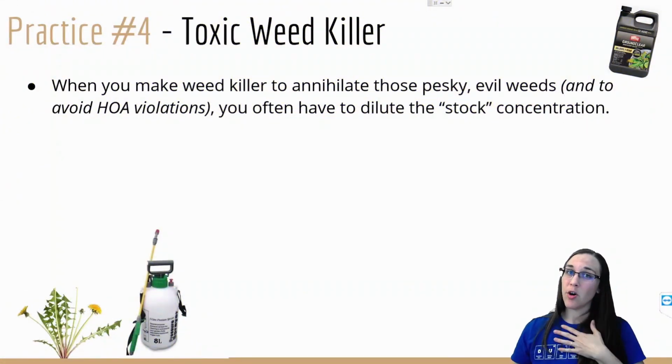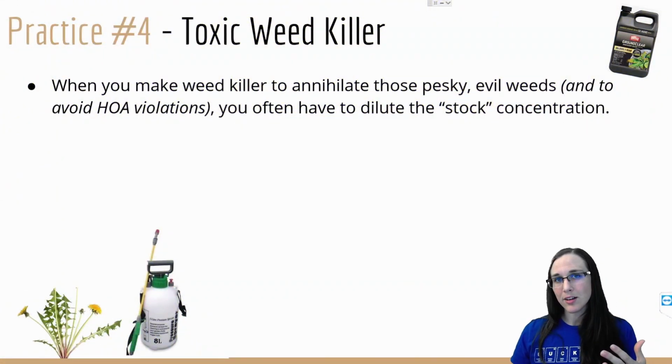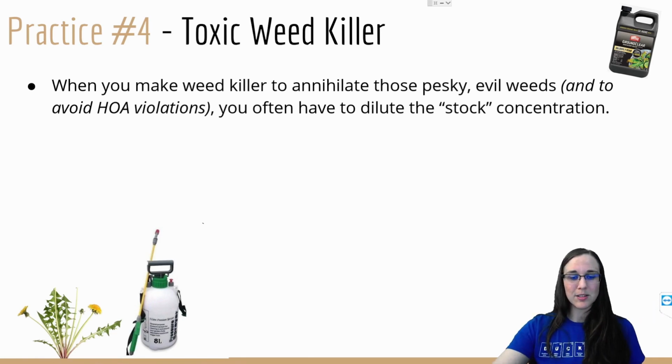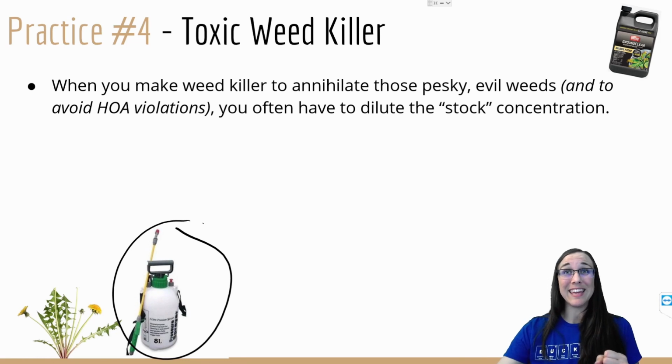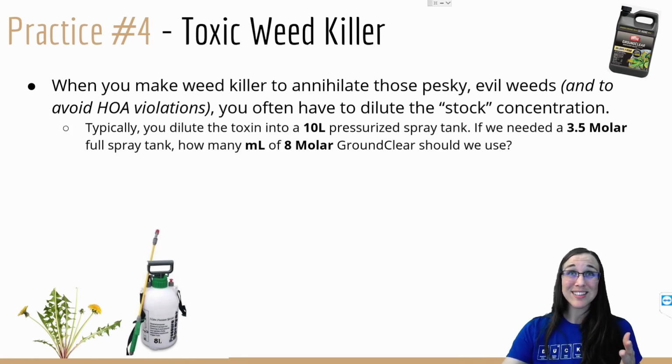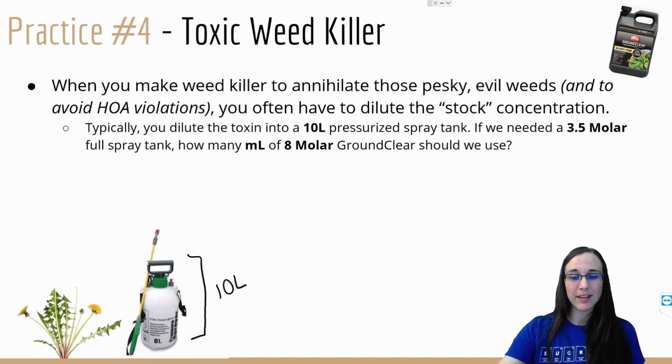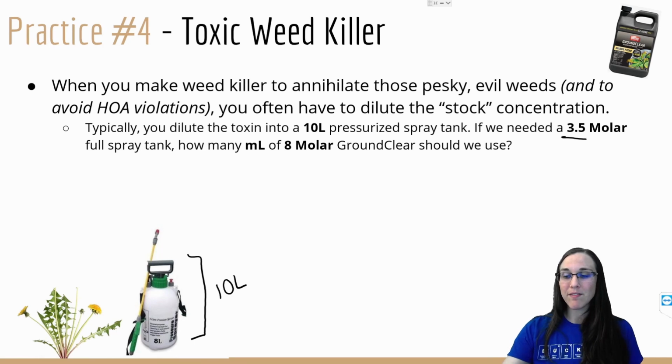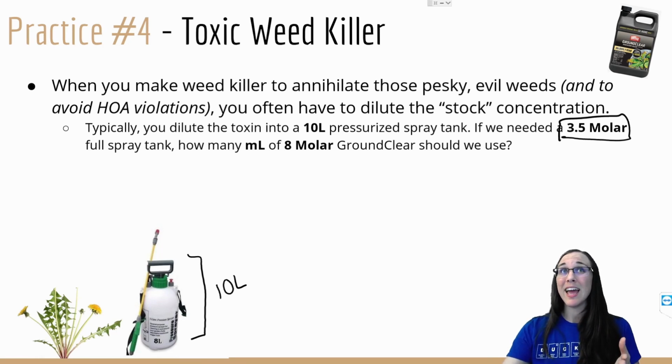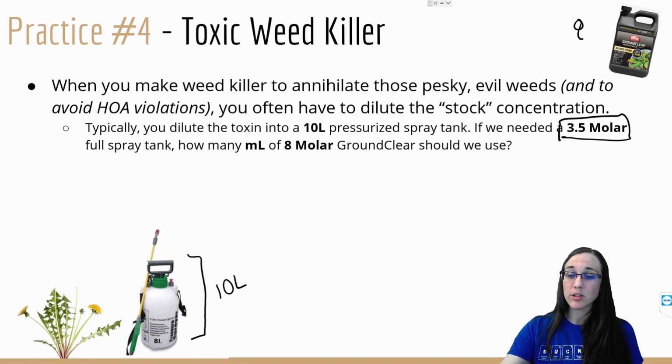This practice question hits home on a personal level here. When you need to make weed killer to literally destroy all those pesky evil weeds that come up in your yard, especially to avoid HOA violations, you often have to dilute a stock concentration that you'd buy at Home Depot or some hardware store and put it into this cool little pressurized pumpy sprayy thingy. Typically, when we dilute that toxin in the pumpy sprayy pressurized spray tank, there's 10 liters that we're trying to fill in that spray tank. If we needed 3.5 molar solution in that full spray tank, how many milliliters of the 8 molar starting stock concentration of ground clear should we use?